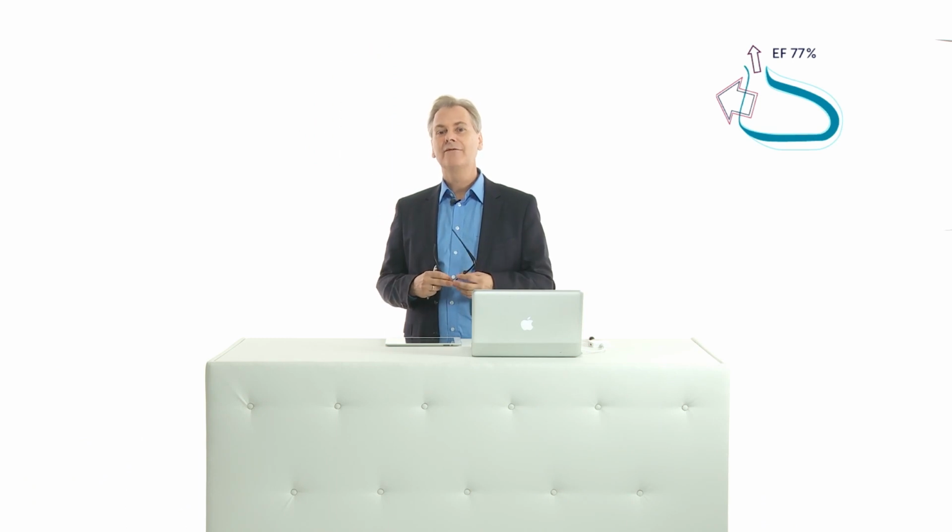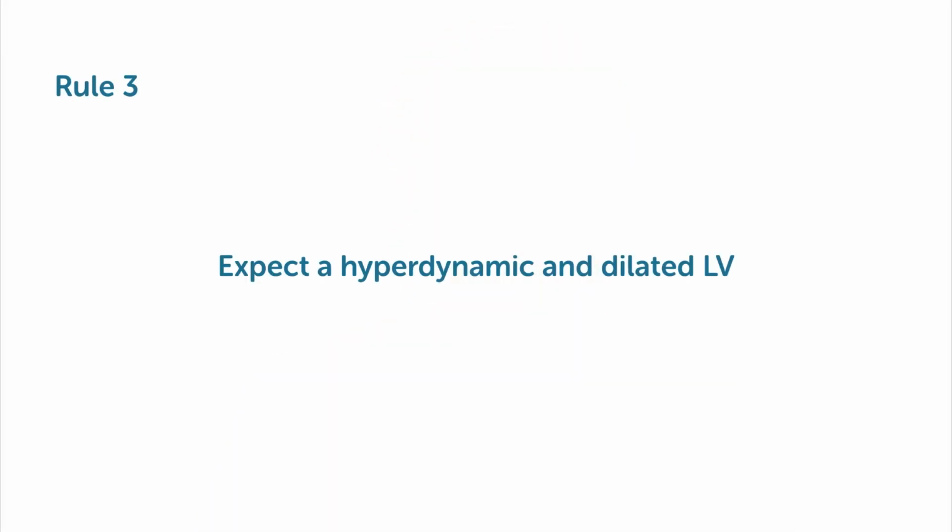The exception only is acute mitral regurgitation. In this case, the patient did not yet have time to adapt and did not yet have time to dilate. These patients, however, will have very, very hyperdynamic left ventricular function. And this brings us to the third rule of this chapter. Expect a hyperdynamic and dilated left ventricle in chronic severe mitral regurgitation.